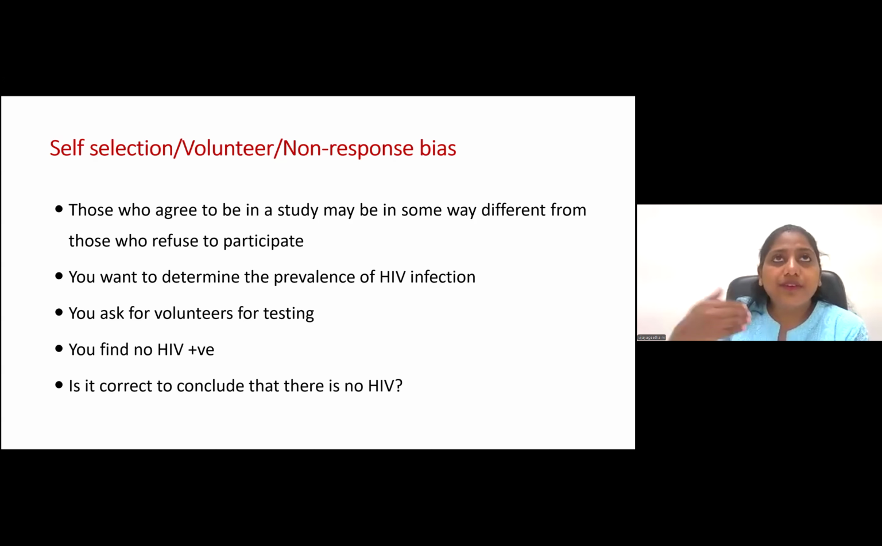So next, we have different subtypes under selection bias. One of them is called volunteer bias or non-response bias. For example, if we start a study and we want to look at healthy behaviors, those who come or approach us may have very different characteristics as compared to those who may not approach us. One example is, if you want to determine the prevalence of HIV infection, and we propose voluntary testing, we may find that there are no HIV positives. So is it correct to conclude that there is no HIV in the population?